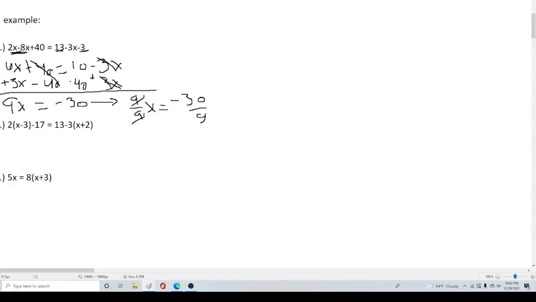9 and 9, they cancel out to become 1, giving us a single variable of x, which is what we want. And if you look here, minus 30 and 9, they have 3 in common. We could take out a factor of 3, and that becomes minus 10 over 3. So our final result is x is equal to minus 10 over 3. And in set notation, that's minus 10 over 3 in brackets.